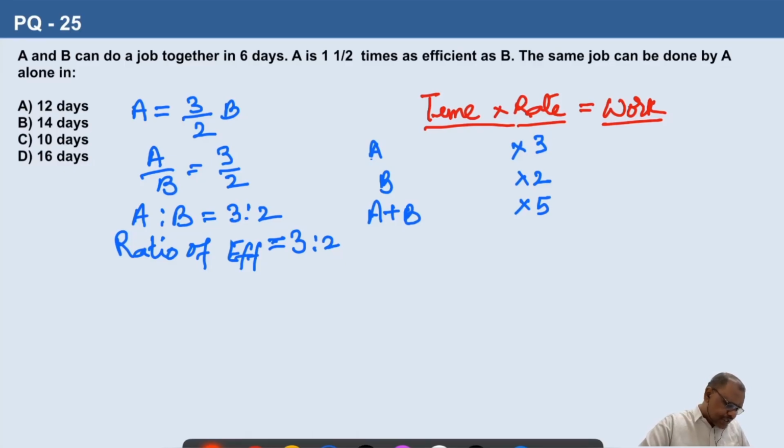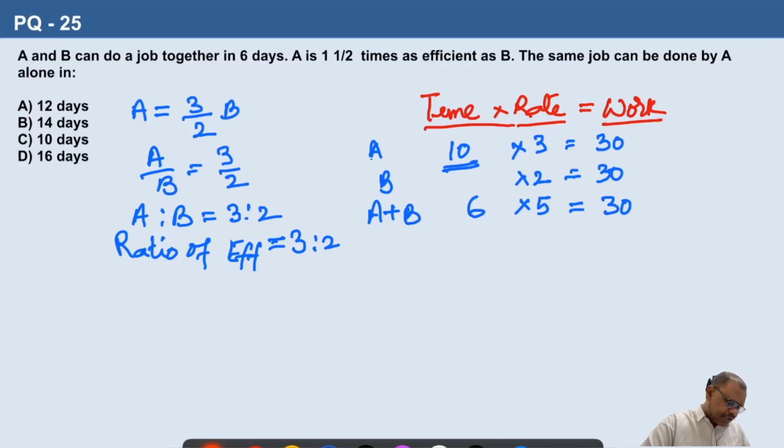So together they can complete the work in 6 days. So the total work is 6 into 5, 30 units. So in all the cases, write down 30 units, the total work. The same job can be done by A alone in how many days? So A alone will do the job in 30 divided by 3. So that is 10 days. A alone can complete in 10 days.